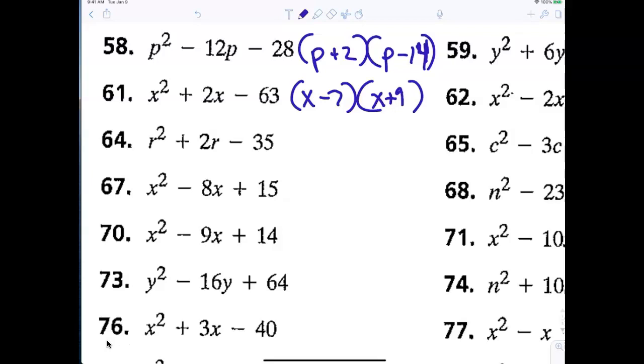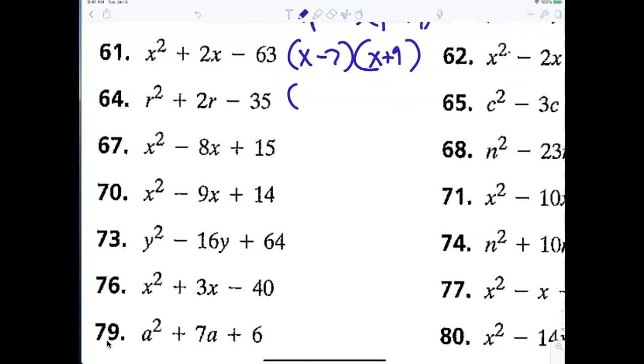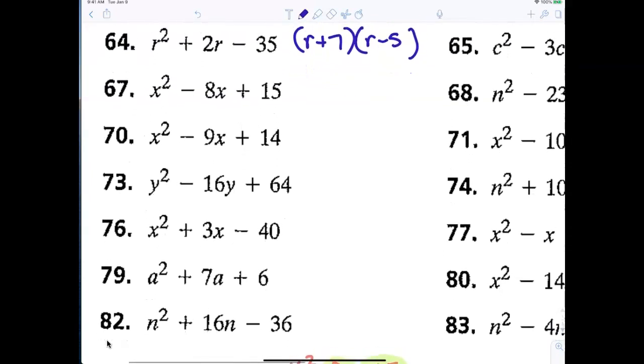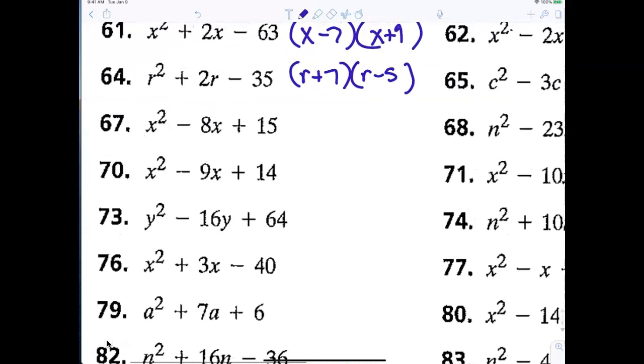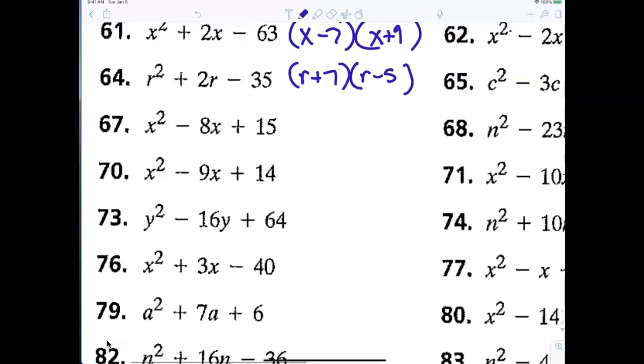Peter now. 64, the one after 61. Okay. R plus 7 and R minus 5. R plus 7, R minus 5. You are brilliant. Hey, come on, there's only a couple choices there. I know you are. You're going to get better at it. Come on, don't be frustrated. Let's go. Try. All right, we're on number 67 now.